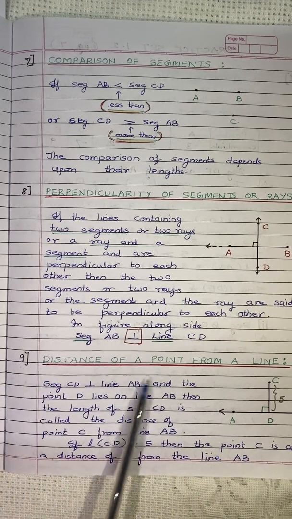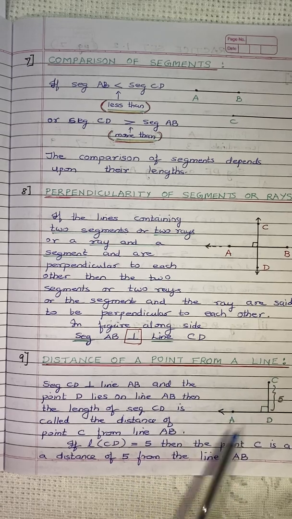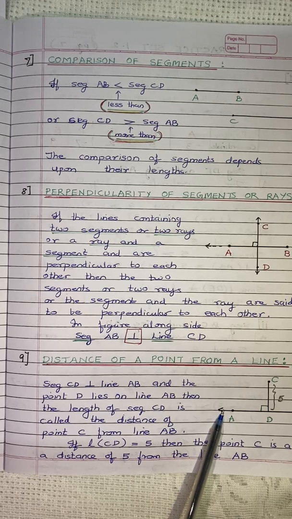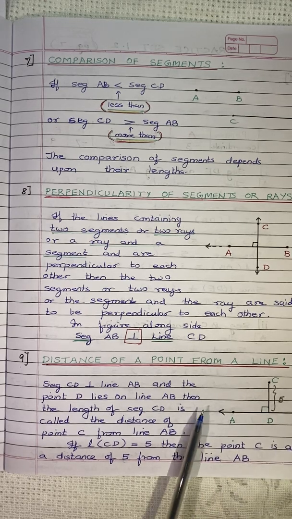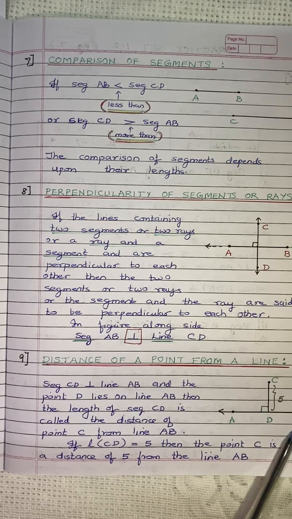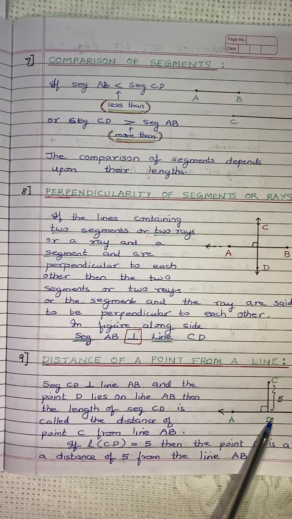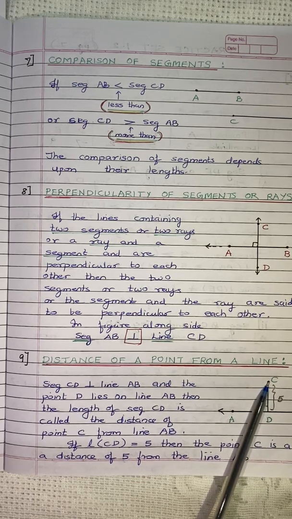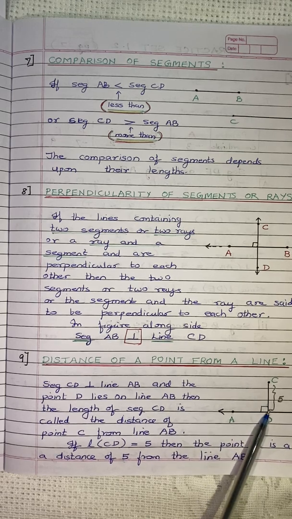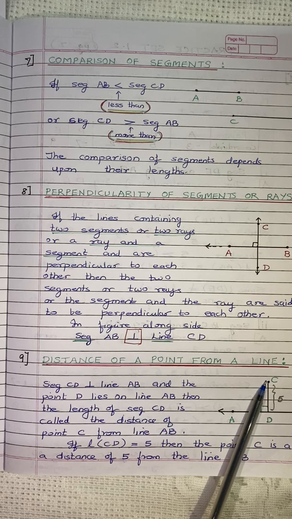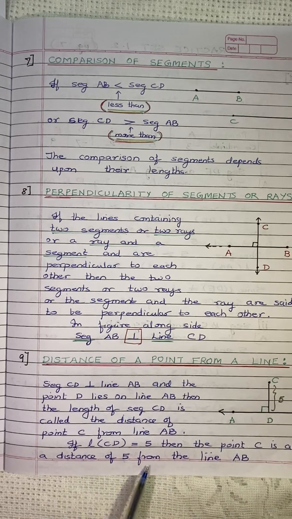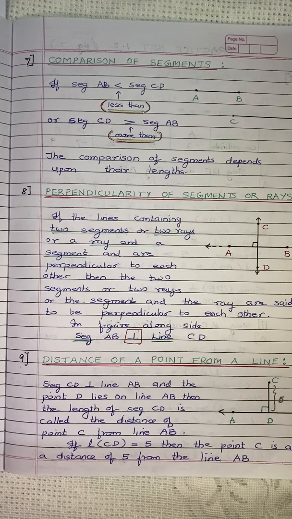Now, ninth part, distance of a point from a line. If you look at this, segment CD is perpendicular to line AB and point D lies on the line AB. Then the length of segment CD is called the distance of point C from line AB. This is how far point C is from this line. So this is the distance of point C. So if the length of CD is equal to 5, then the point C is at a distance of 5 from line AB.